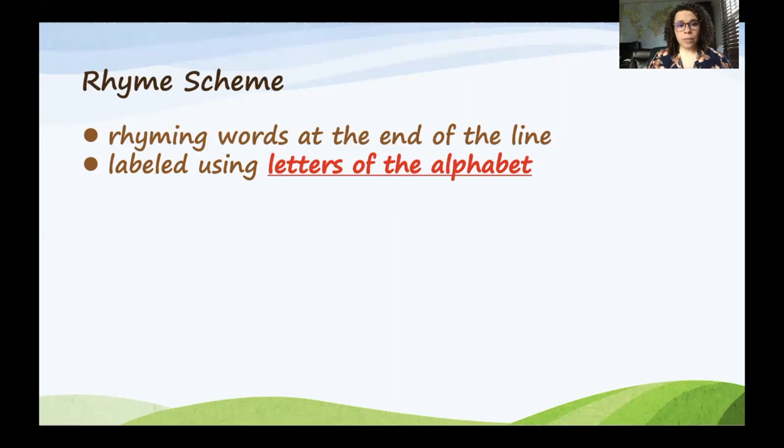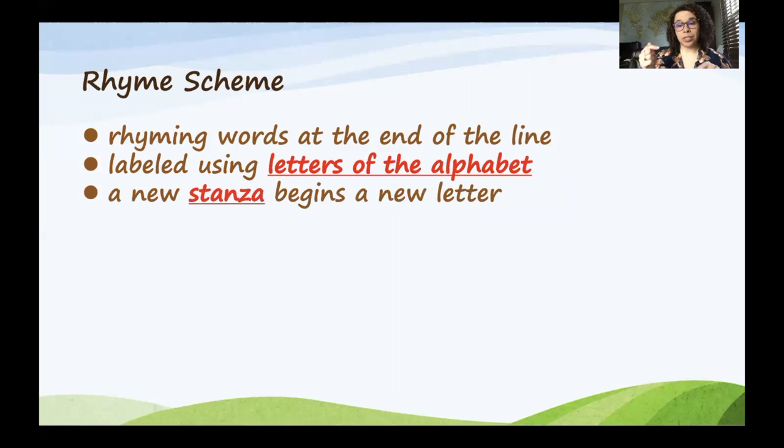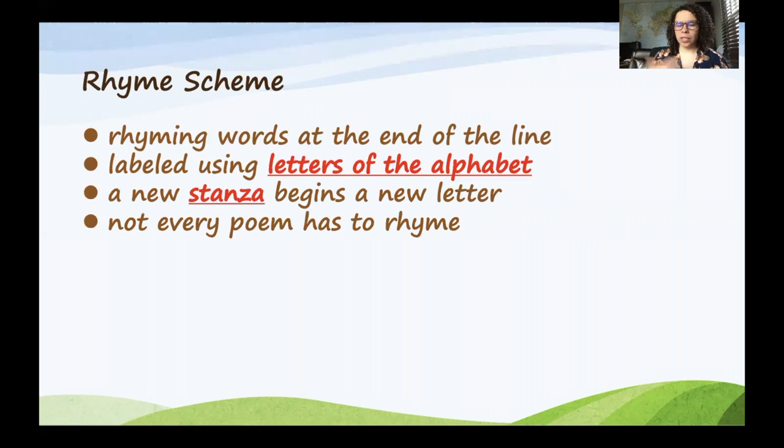We label them using the letters of the alphabet. Each new rhyme gets a new letter. When you go down to another stanza, if it begins a new rhyme sound, then you start with a new letter. You don't start with A again. And we're going to look at some examples. But not every poem has to rhyme, and not every poem has a consistent rhyme scheme.